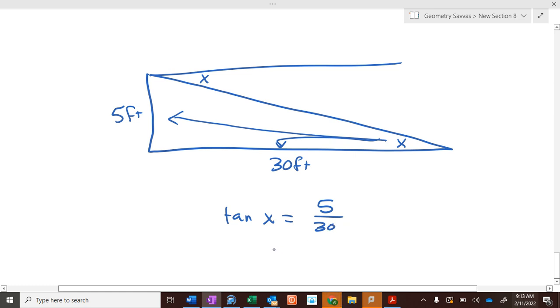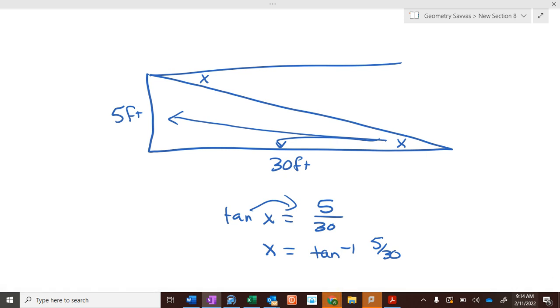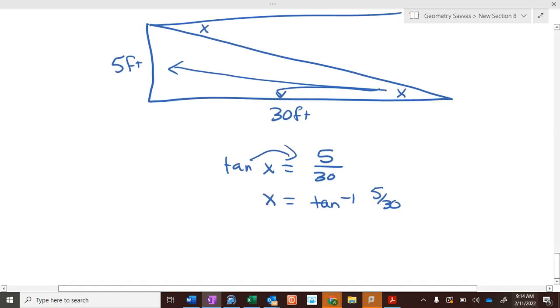How do I get x alone? Move the tangent to the other side. So it becomes the inverse tangent of 5 over 30. So x equals 9.5 degrees.